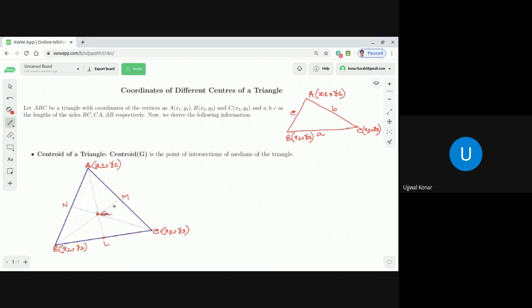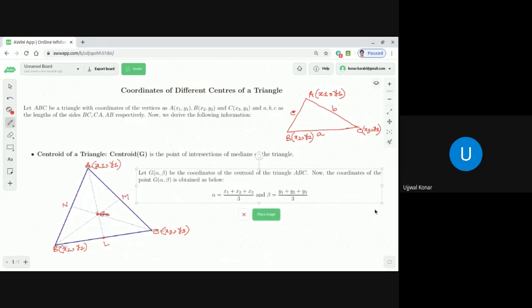Now, what we are going to learn is the coordinate of this centroid. The coordinate of this centroid is obtained like this. Let G alpha comma beta be the centroid of the triangle ABC. Here is the point G, and we are going to find its coordinates. Let's assume the coordinate of the point G is alpha comma beta. Then we need to express the value of alpha comma beta in terms of x1, x2, x3, y1, y2, y3. And here we get.